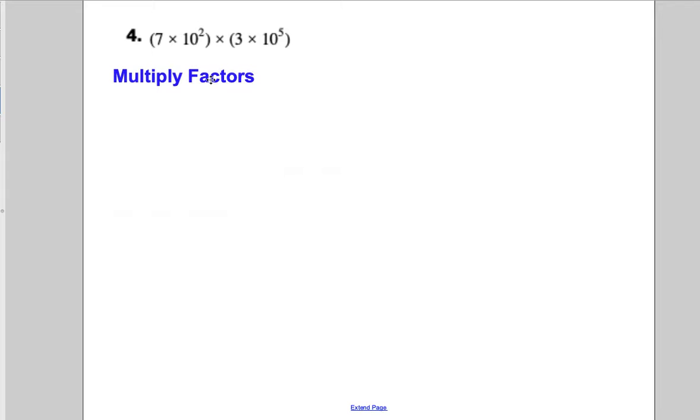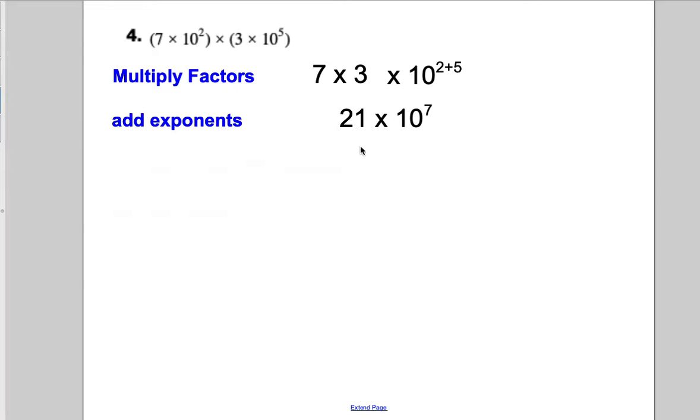All right, first of all, multiplying our factors together. Our factors are 7 times 3. Okay, 7 times 3 is easy. Then we add our exponents. 10 to the second power times 10 to the fifth power is 10 to the 2 plus 5. So, adding those exponents together, I get 21 times 10 to the 7th.